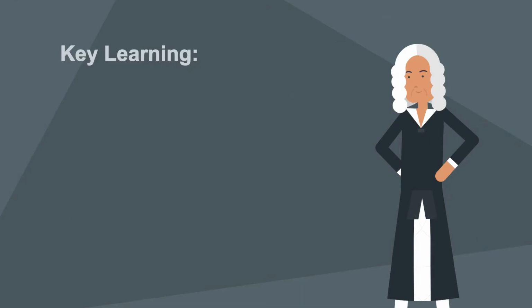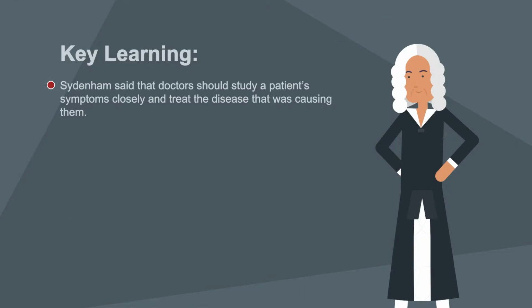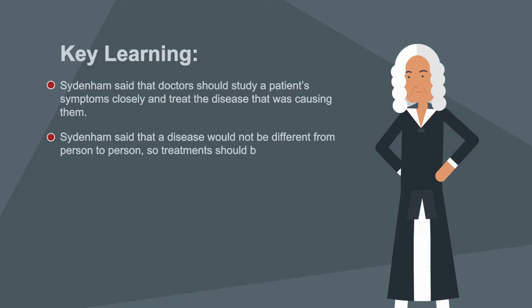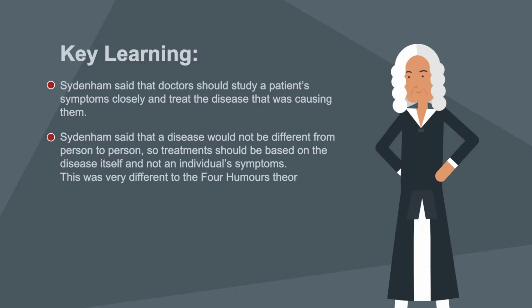Key learning. Sydenham said that doctors should study patients' symptoms closely and treat the disease that was causing them. Sydenham said that disease would not be different from person to person, so treatment should be based on the disease itself and not an individual's symptoms. This was very different to the four humours theory.